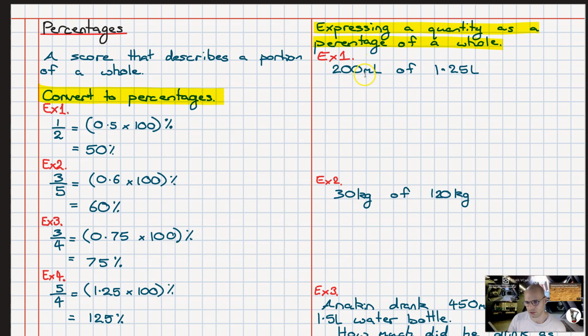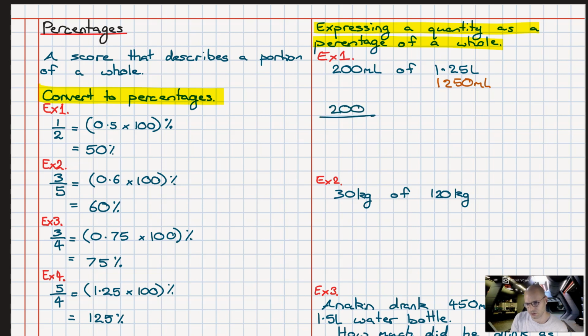We've got 200 milliliters of 1.25 liters. We want to know what percentage 200 milliliters is of the whole amount of 1.25 liters. The way we do this is, firstly, we have to get them in the same unit. So we're going to convert the liters into milliliters. So 1.25 liters is 1250 milliliters, just like that.